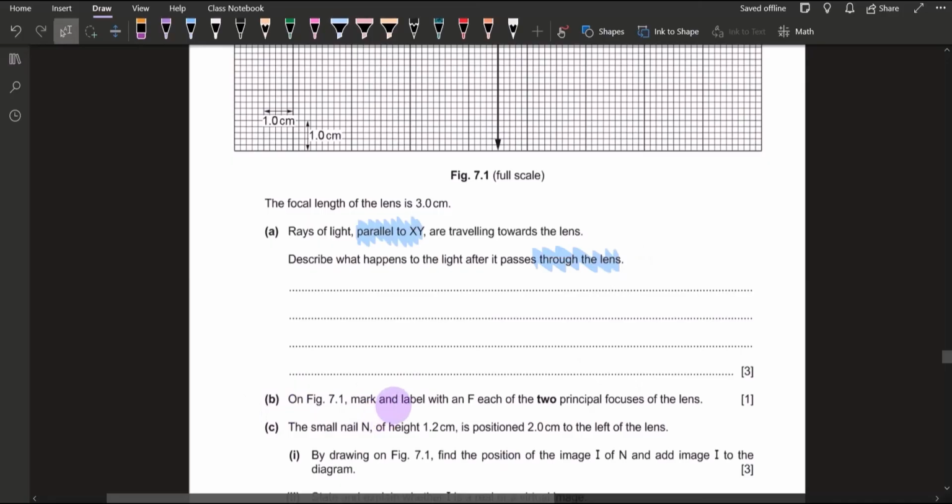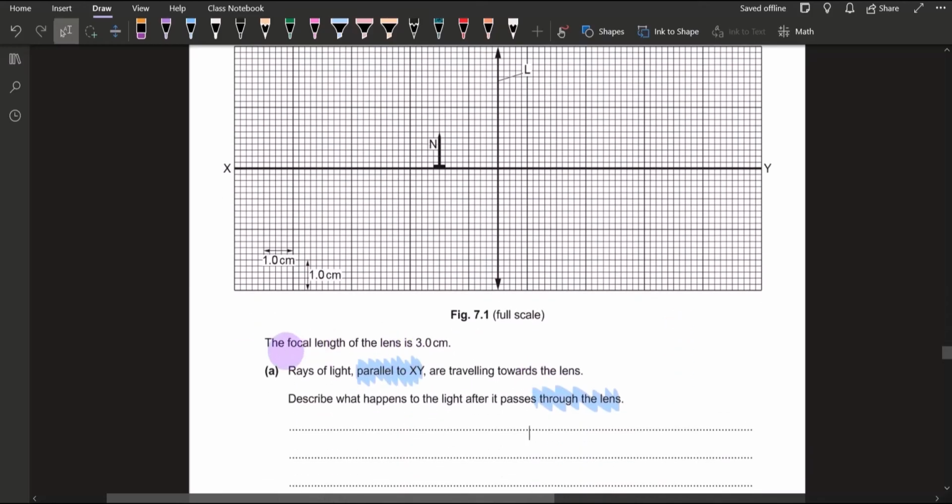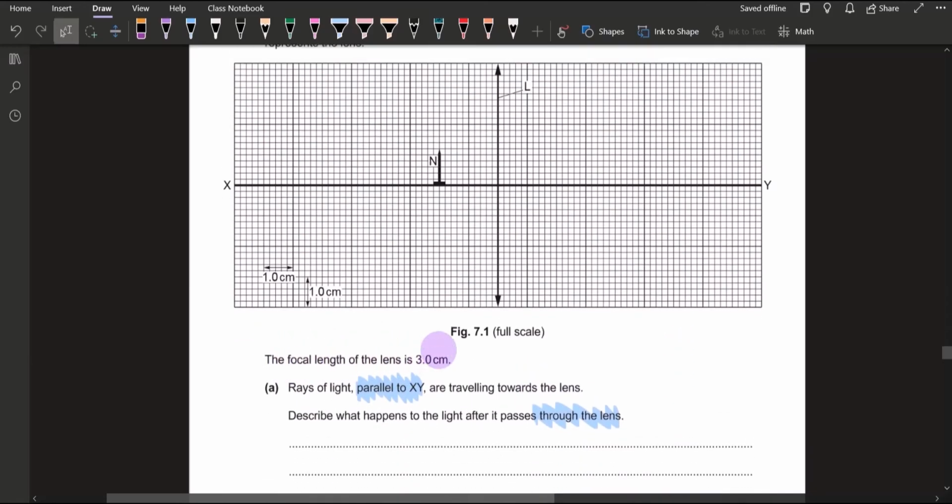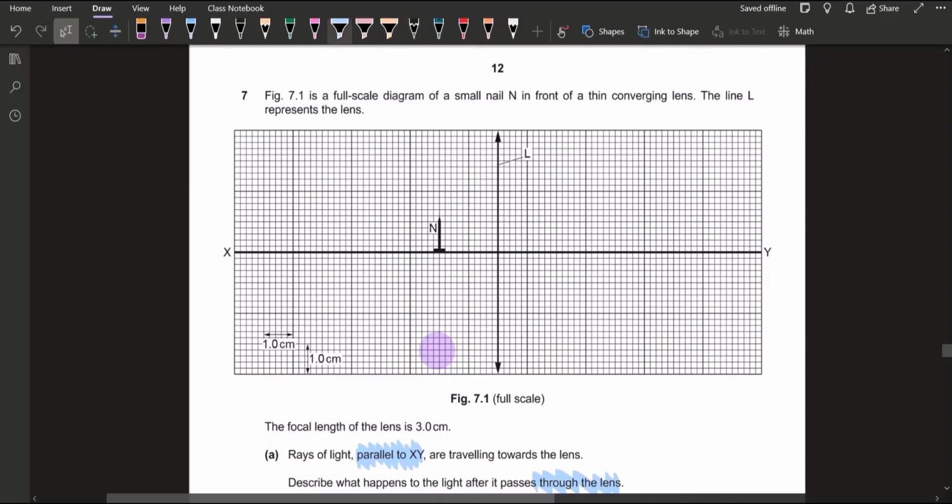On figure 7.1, mark and label with an F each of the 2 principal focuses of the lens. So here it says that the focal length of the lens is 3 centimeters. So we can count here: this is going to be 1 centimeter, 2 centimeters, and 3 centimeters. From here also this is 2 centimeters and this is 3 centimeters. So we can mark our F precisely here, F and F. And these are going to be our 2 points.